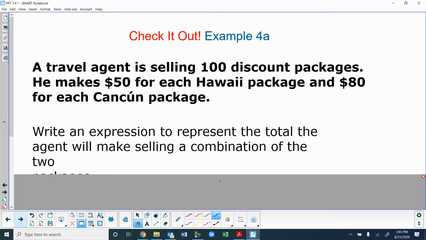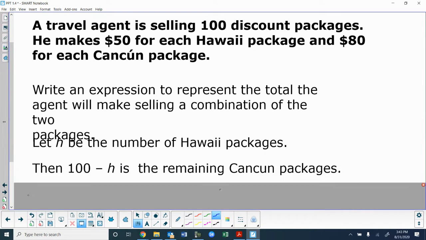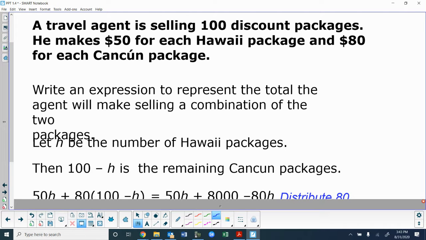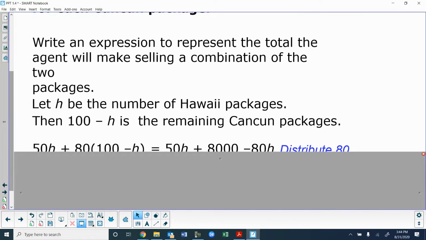All right, same type of deal here. A travel agent is selling 100 discount packages, makes $50 for each Hawaii package, $80 for each Cancun package. Write an expression that represents the total the agent will make selling a combination of the 2 packages. So let's move this down a little bit so you can see it. So they said let H be the number of Hawaii packages. He's got 100 total, so the Cancun packages is 100 minus H, just like the last problem.